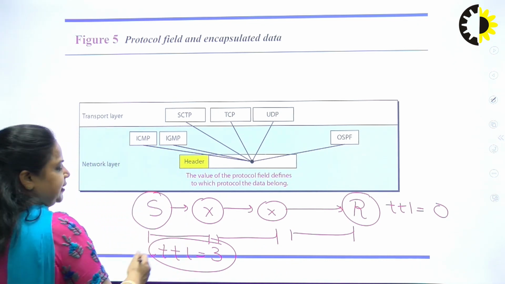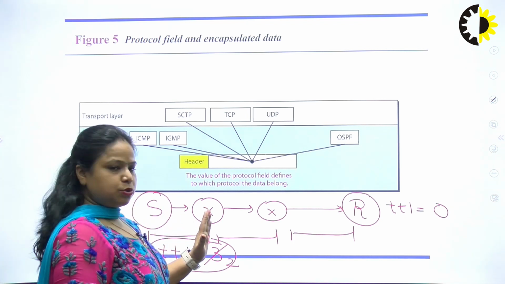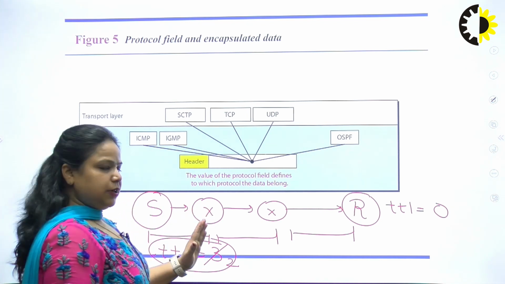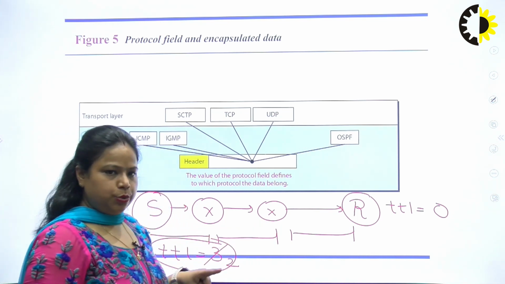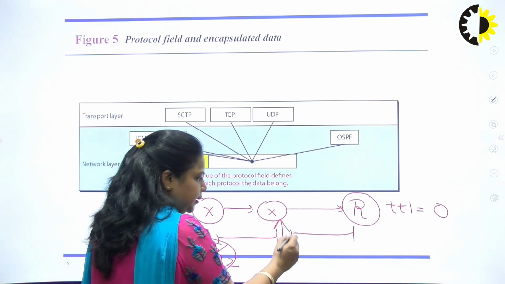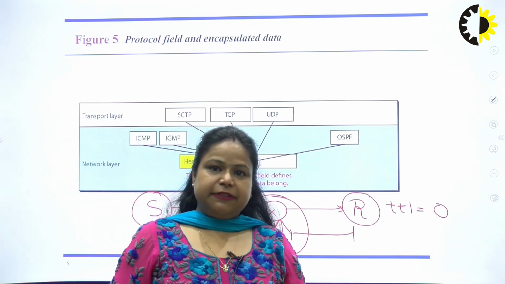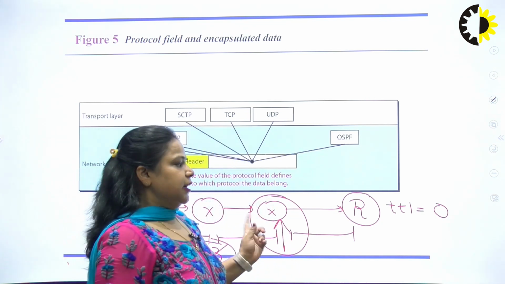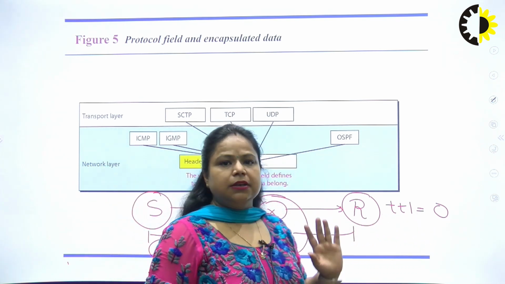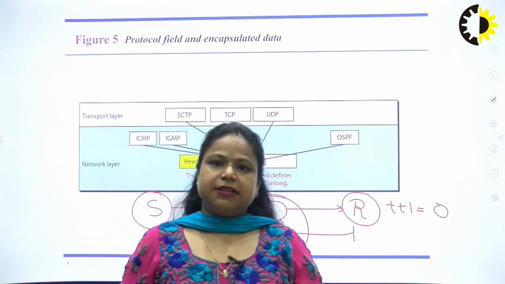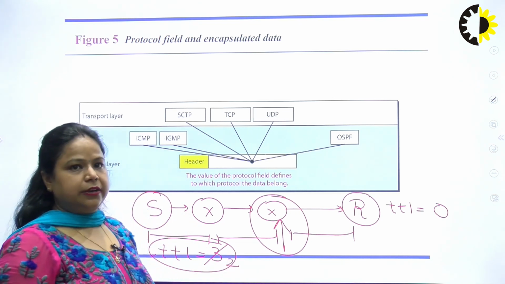Suppose the TTL value here is not 3 but 2. When it goes from S to X, the value is reduced by 1, so it becomes 1. Then when it goes to the next X, it becomes 0. So up to this point, the packet will live and exist in the network. If it does not reach the final destination and its TTL value becomes 0, then the packet is discarded from the network. This is the way we talk about the TTL value.